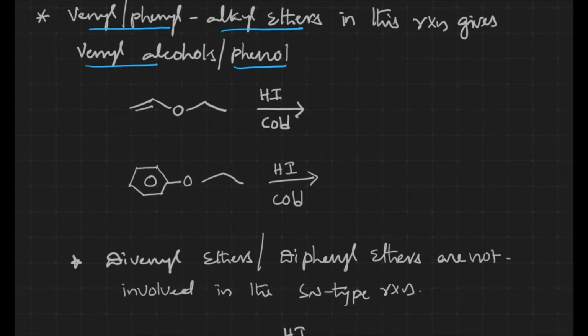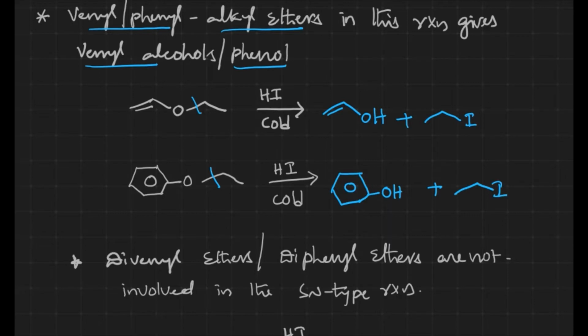But what happens is that here this bond won't break over here, but which bond is going to break over there? The alkyl-oxygen bond is going to be disconnected. And what happens here? We'll get vinyl alcohol and phenol, and the remaining part turns into iodide over there. Okay, the remaining part, what is there? The ethyl group is there, ethyl iodide, and here also ethyl iodide will be formed.